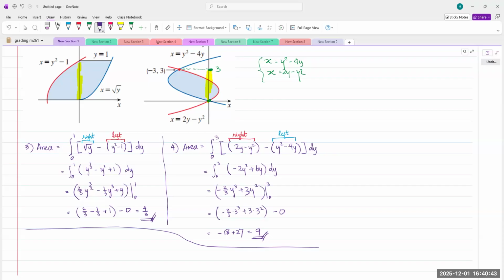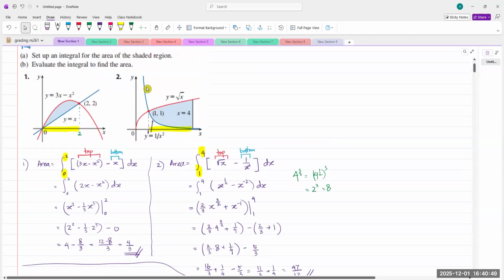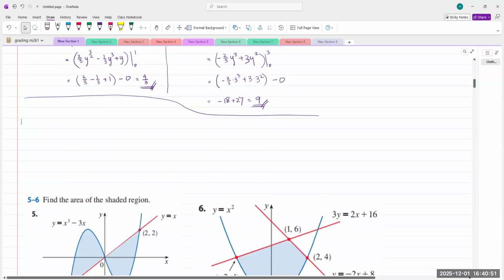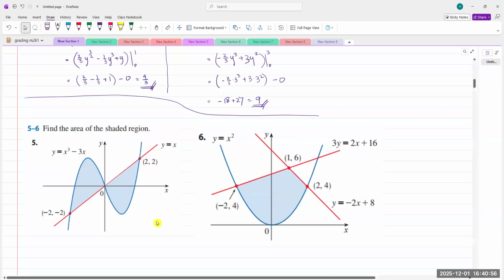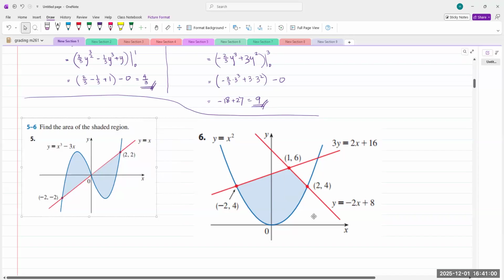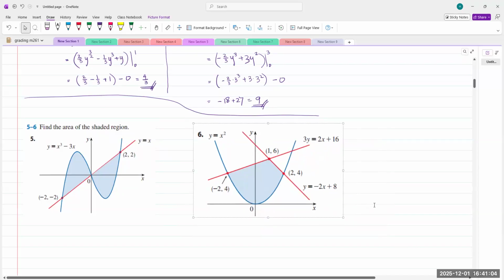The key feature in this section is to set up the integral. We already did 4 examples here. Now let's go further. What happens if the graph sometimes has the function on the top and sometimes at the bottom?